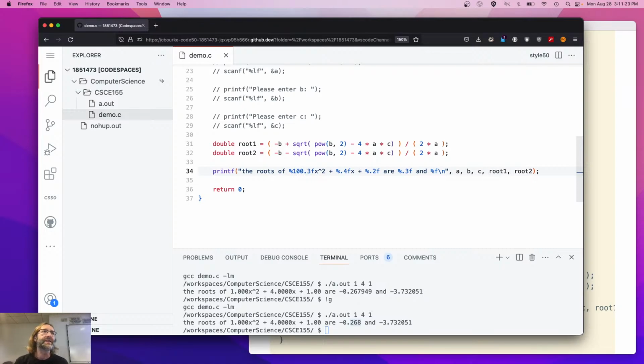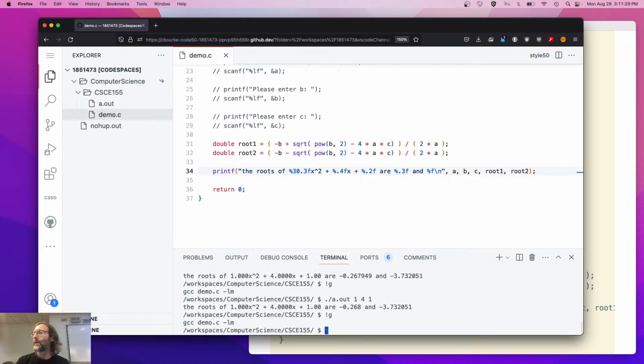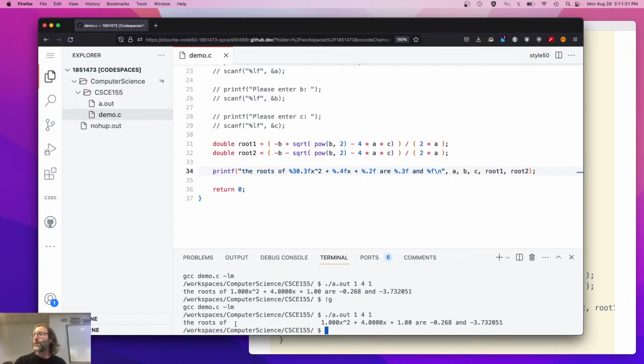I'll put an insane amount right here. I don't need that much. Let's go with 30. There we go. Let's try that again. What did it end up doing here? It ended up printing a minimum of 30 columns: 1, 2, 3 columns for the decimal parts, 4 for the decimal point, 5 for the 1, and consequently 25 spaces to pad it out to the right.